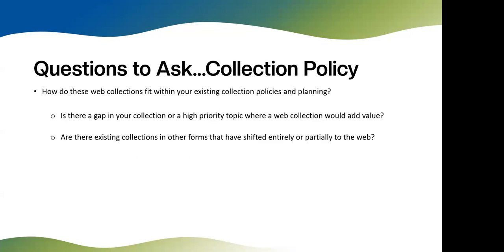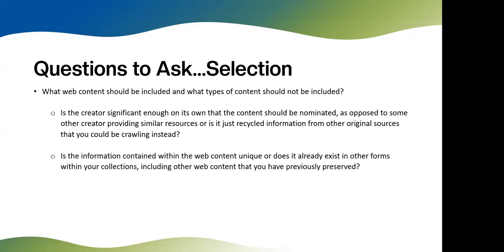How do the web collections that you're looking at fit within your existing collection policy and planning? Is there a gap in your collection or a priority topic where a web collection would add value? Are there existing collections in other forms that were maybe only available in print, and then suddenly they've shifted to PDFs that are hosted via websites, where this may be helpful?